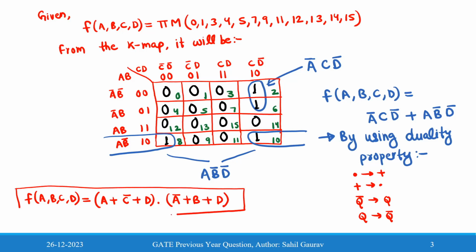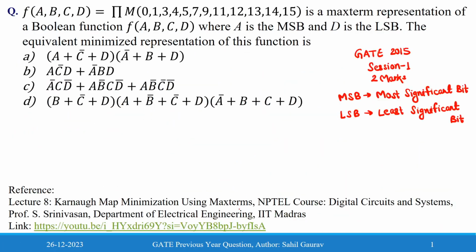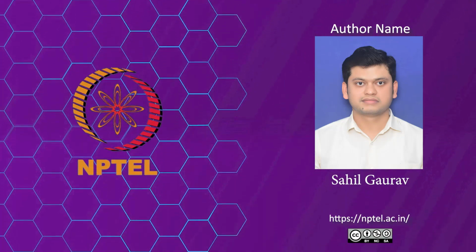We get both answers, so we will match the options with these two answers. With the min terms, the option given is A C bar D, so it is not correct, and this is also not correct. Now with the help of max terms, option A is matching. So this is the correct answer for this problem. That's all. Thank you.